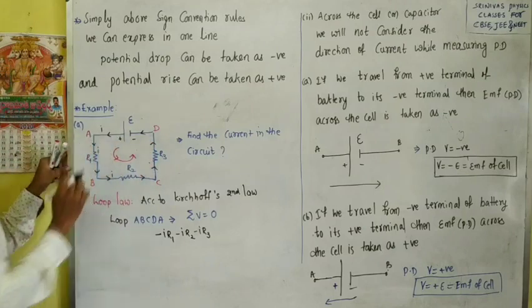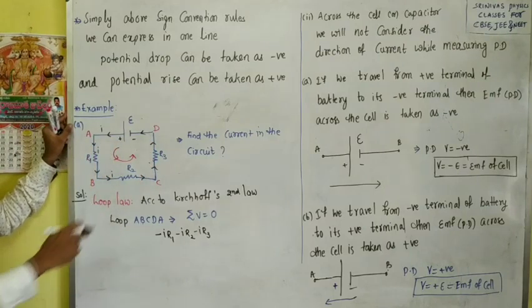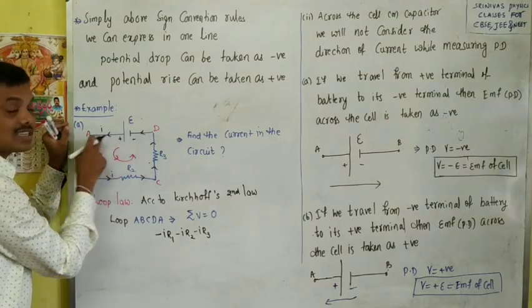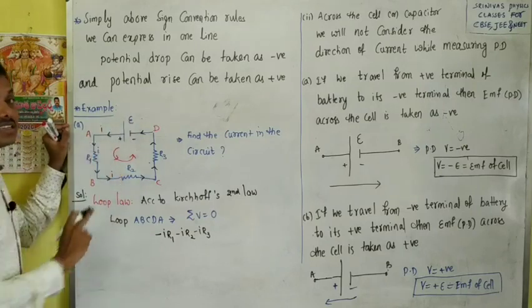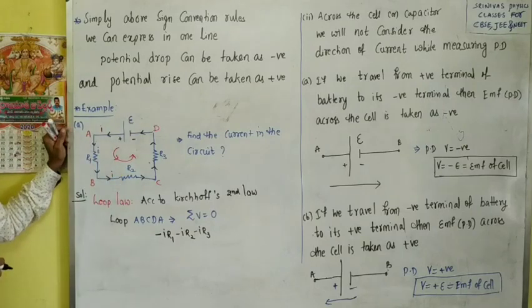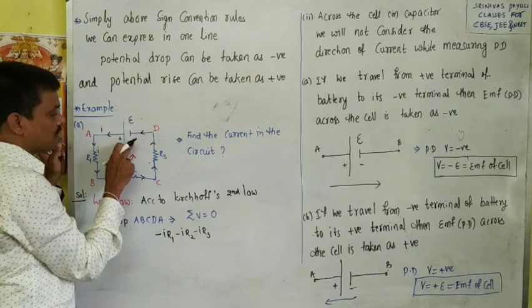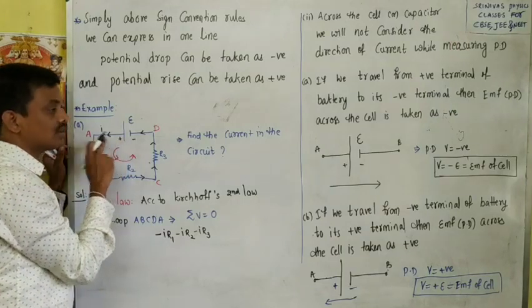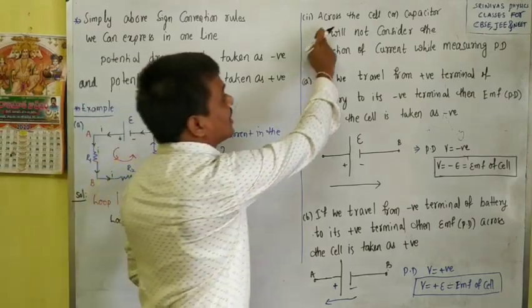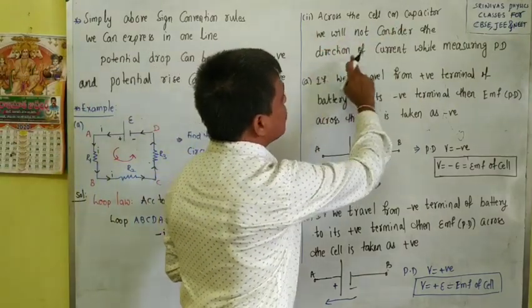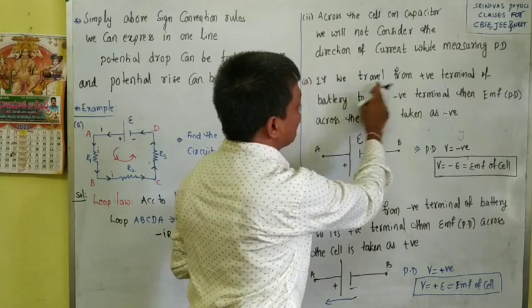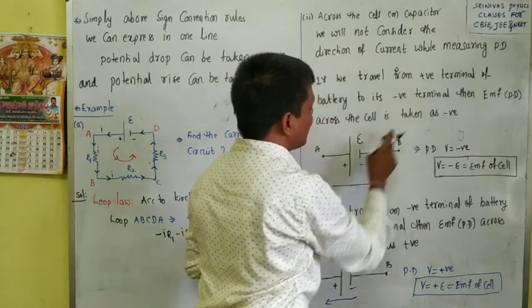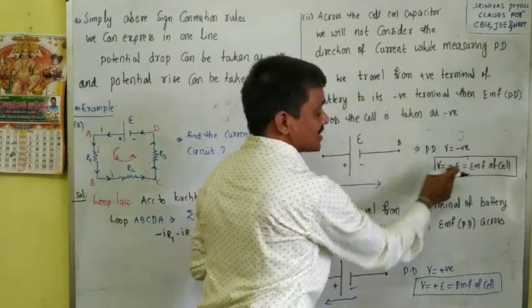Next, D to A I am traveling. When traveling from D to A, there is no resistance here. What is there? A cell is there. Across the cell, don't go by the direction of the current. What we have to do is check whether you are going from the negative terminal to the positive terminal or from the positive terminal to the negative terminal. In the case of a cell, the second rule is that you don't consider the direction of the current. If you travel from the positive terminal of the battery to the negative terminal, then you have to take the potential difference as negative.